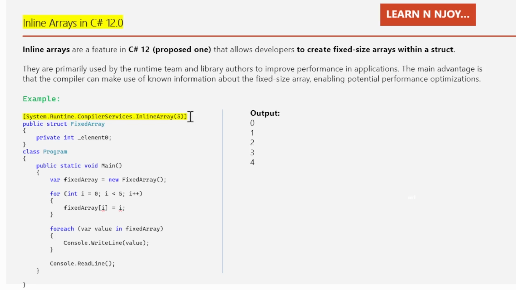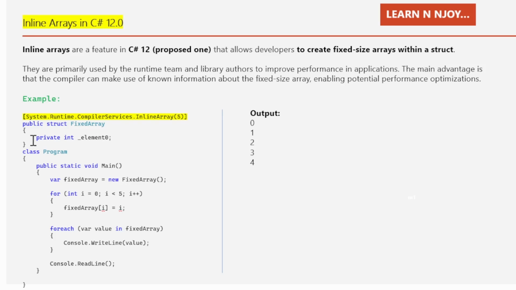Right? So we have declared a struct named FixedArray with an inline array of size 5. It means that this struct should be treated as an array with a fixed length of 5 elements. And this element will be used by the C# 12 compiler internally. Okay, now let's see how we can use this FixedArray struct.